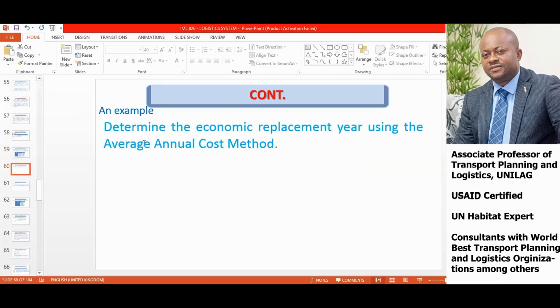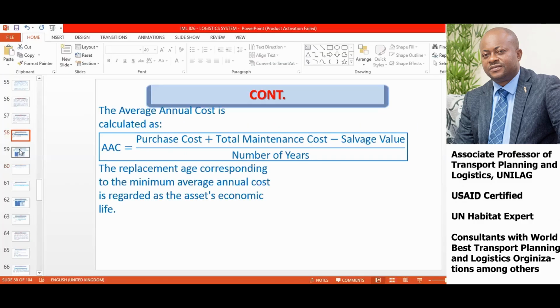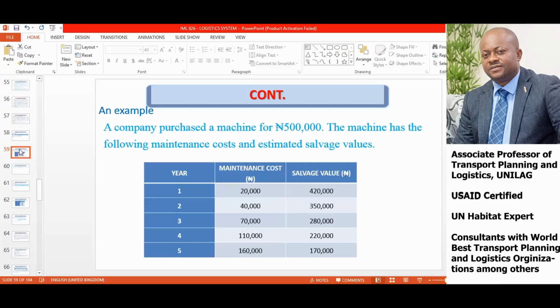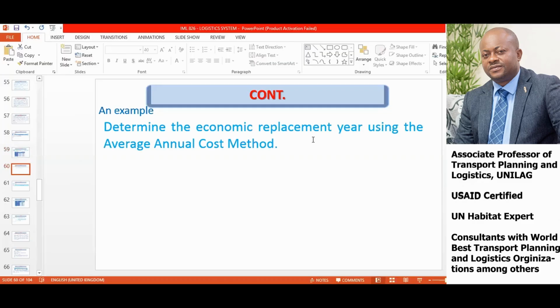Okay. So now look at the question. An instruction had been given. Now a question, and information was given at this point. This is the formula. This is now the question. Question starts from here. Then what we are to do to work with this background information of the question is now here. This is the information. So what you need to do here is to determine the economic replacement year using the average annual cost method. Your business is about the year.